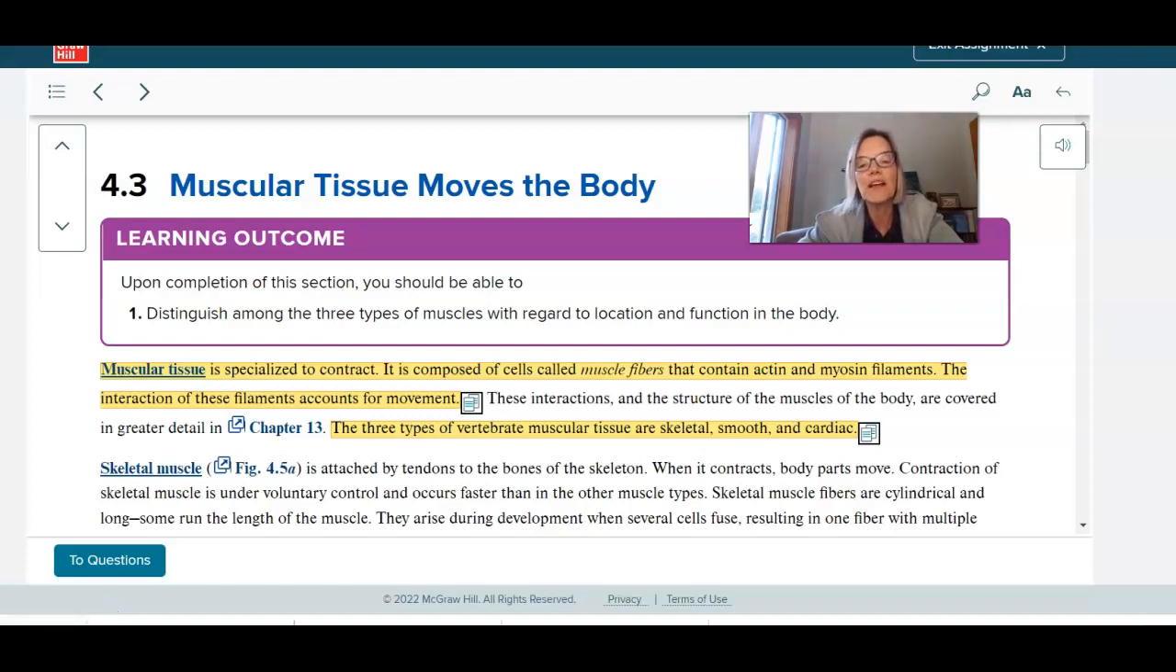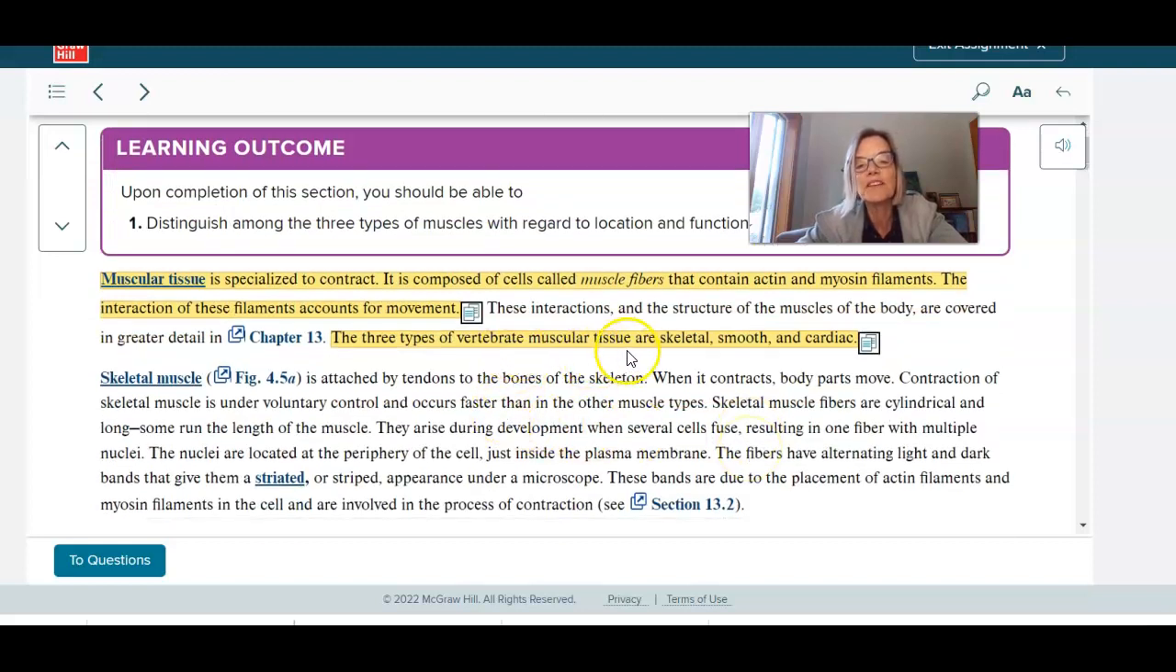And that should be pretty obvious: muscle tissue is specialized to contract. It's the only tissue that contracts, so it can move parts of the body. It has cells called muscle fibers. That's actually the muscle cells. And you're going to hear about these proteins if you take another anatomy class, actin and myosin. And these are the proteins that make up muscle tissue. They actually slide. There's a whole mechanism that the cells use to slide those actin and myosin proteins and cause muscles to contract. There's three types of muscle tissue. They're called skeletal, smooth, and cardiac.